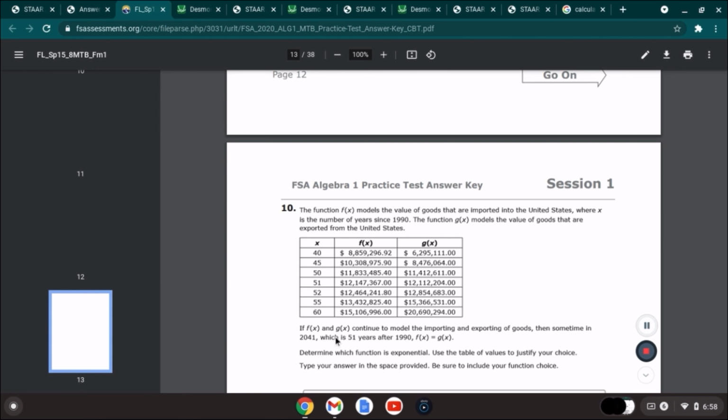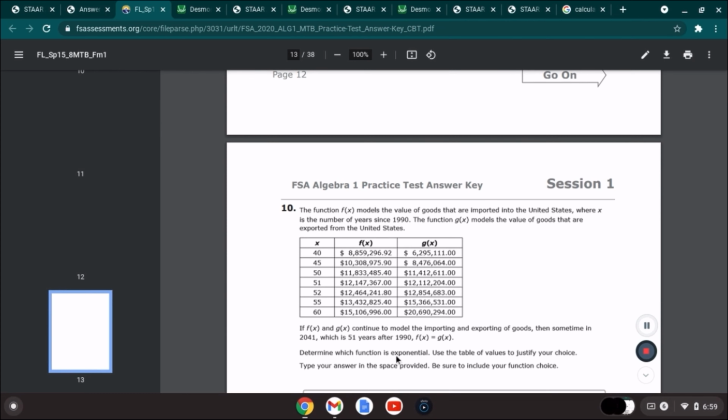If f of x and g of x continue to model the importing and exporting of goods, then sometime in 2041, which is 51 years after 1990, f of x should equal g of x. So they're saying sometime around 51 years after 1990, we should see that f of x and g of x would be equal. So notice, sometime around there. So we see that sometime around this time, f of x and g of x will be equal.